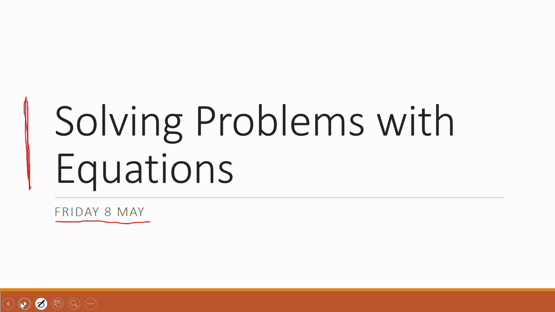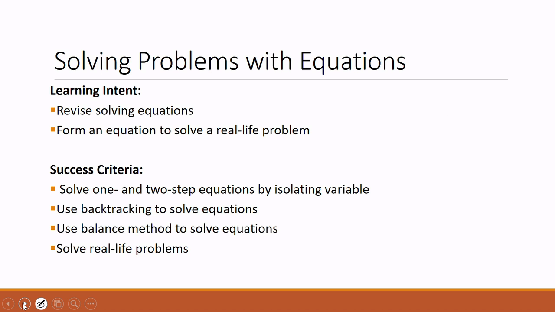Now the learning intent for today, it's on the next slide, there it is. We are going to revise how to solve equations. We're also going to revise how to write an equation, just briefly. Then we're going to put that together in order to solve a real life type problem. The success criteria, how we're going to get there is, as I said, revise how to solve equations, so looking at the two methods we did in the live lesson on Wednesday, backtracking and the balance method. And then we'll look at a couple of real life problems to solve.